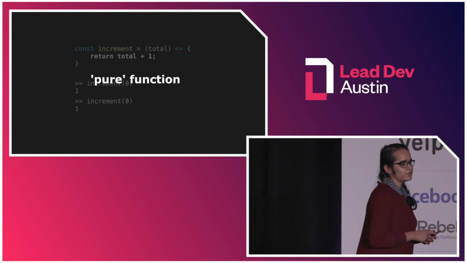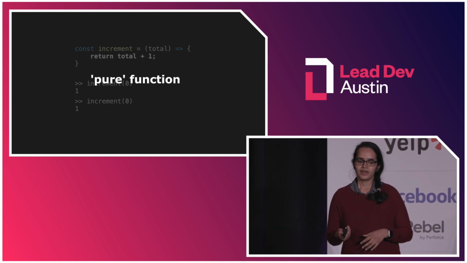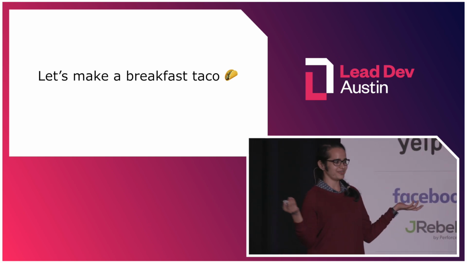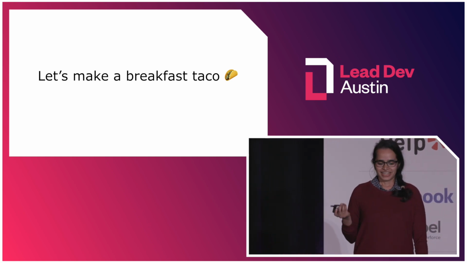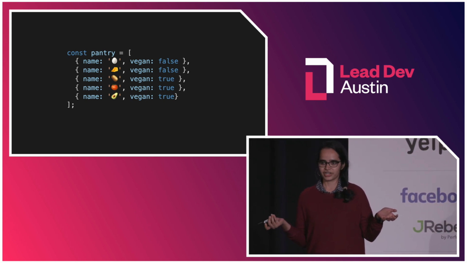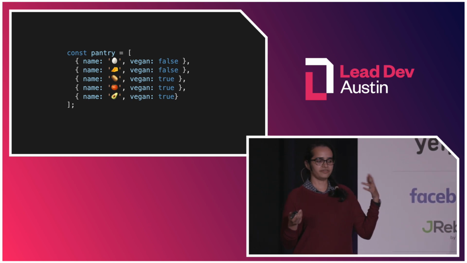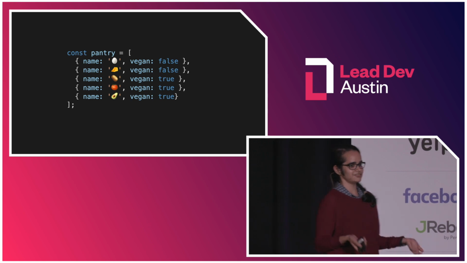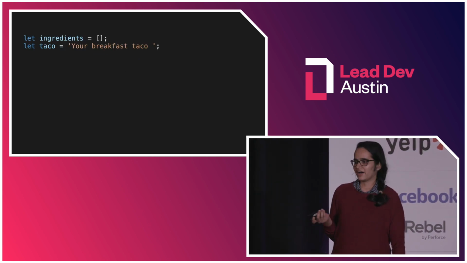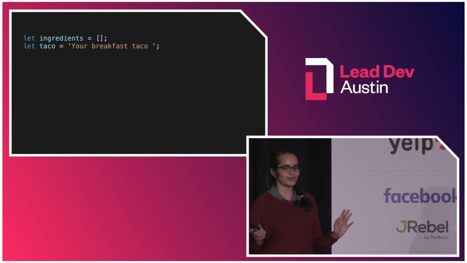All right, so now that we know what side effects are and how we can fix that using pure functions, let's get to business with building a breakfast taco. That's why we are all here, right? So let's imagine that we have a pantry of a lot of ingredients required for your taco. It's just an array with ingredients with name and a property vegan, which says whether it's vegan or not, because you know, I'm fancying a vegan breakfast taco today, so why not? So we have a bunch of variables and our taco string, which will be our final taco programmatically.